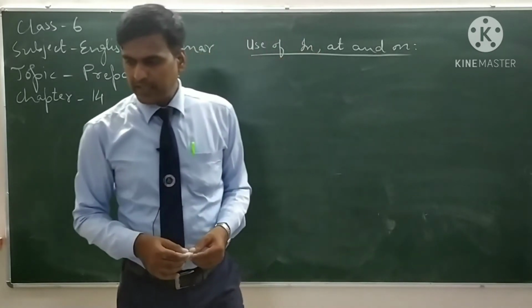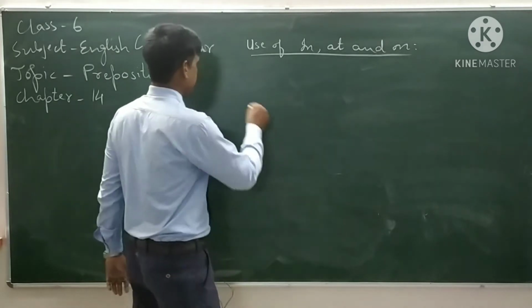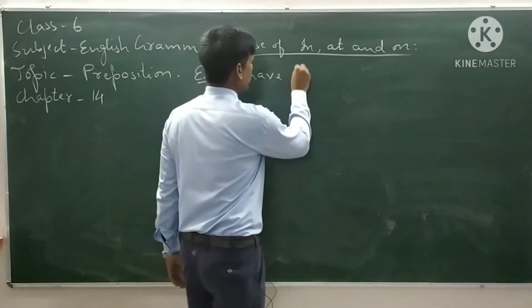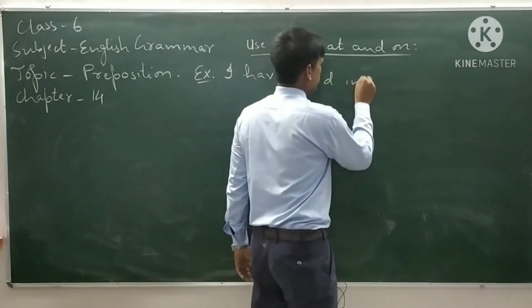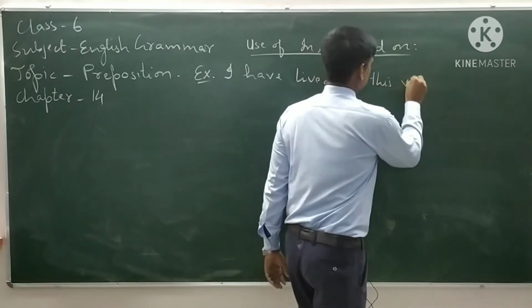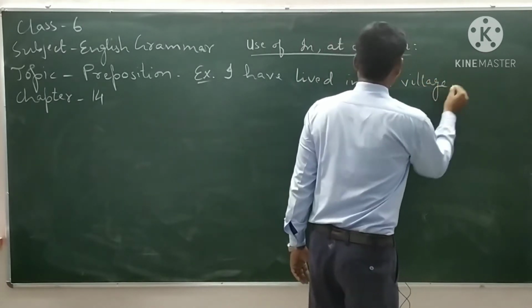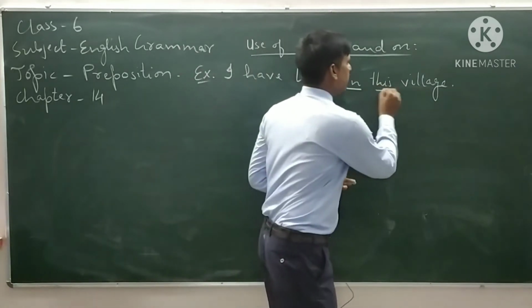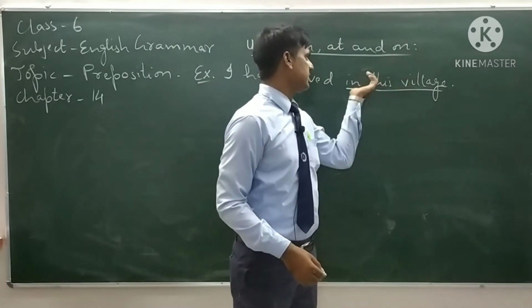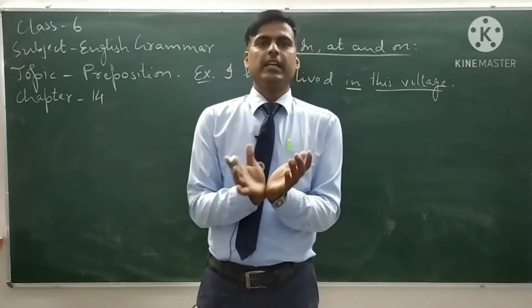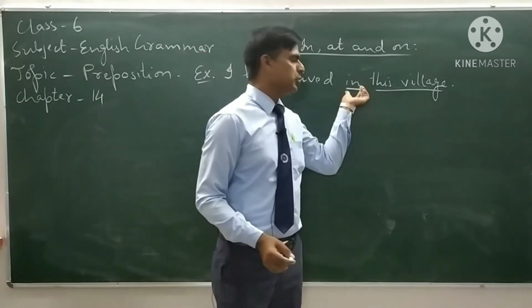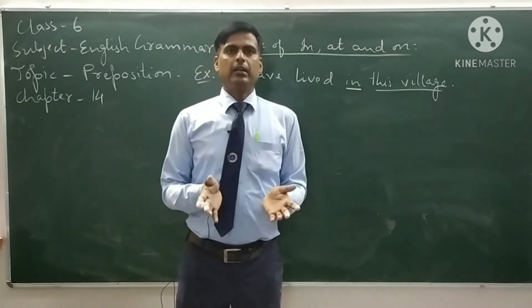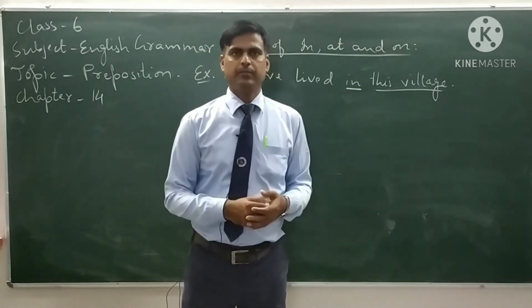For example, we can say, I have lived in this village. Here we use in because we are talking about the area of this village. That's why we use in this sentence. We use in to show the area of any city, town or village.